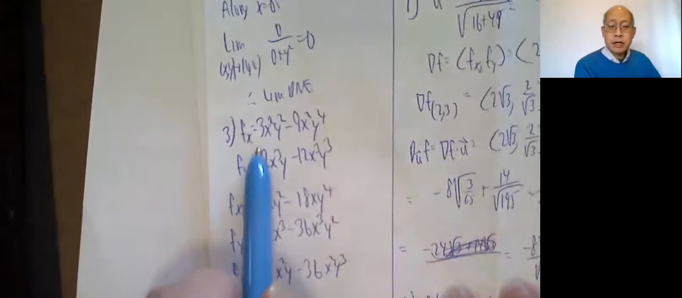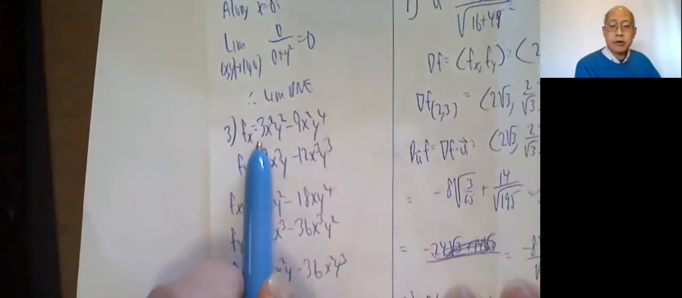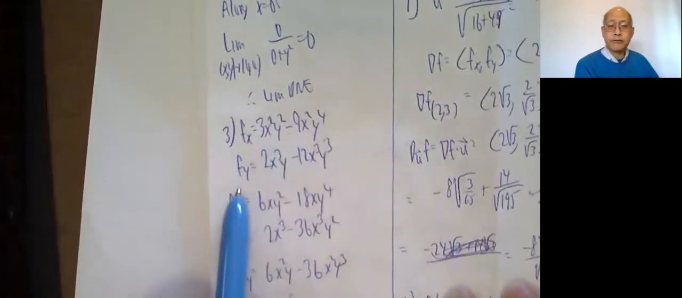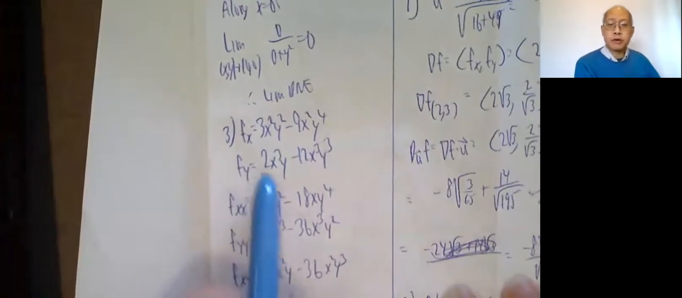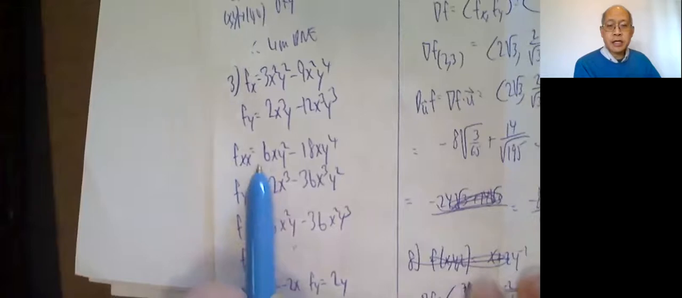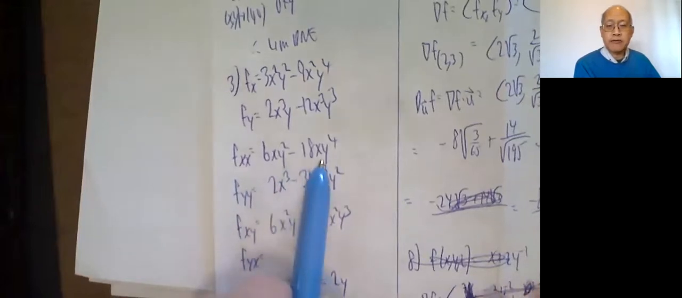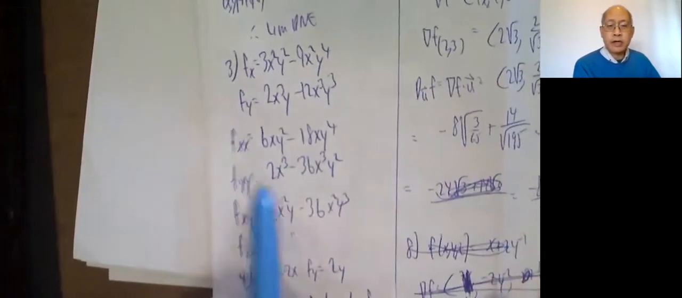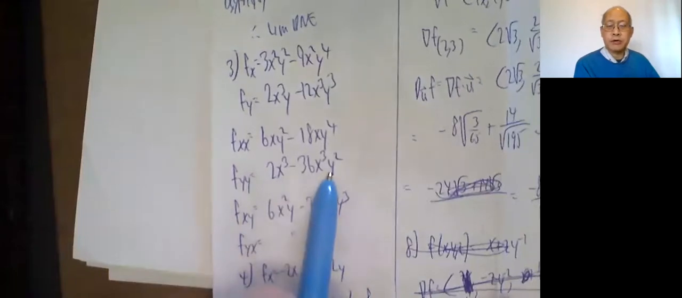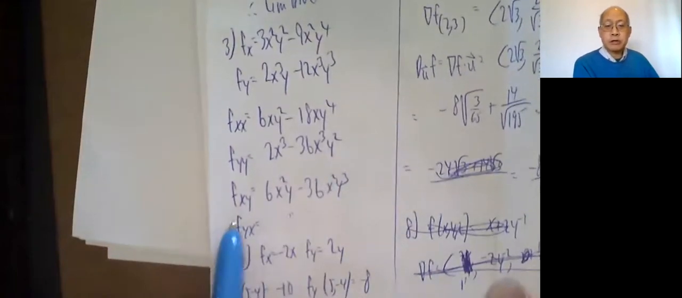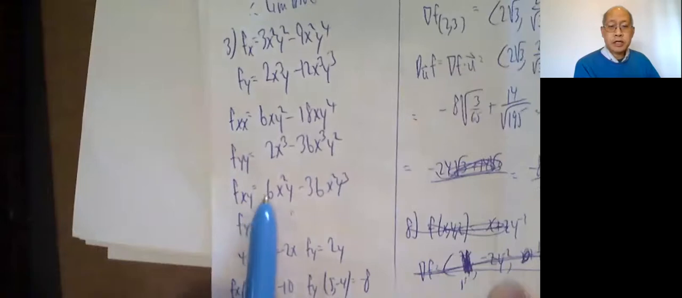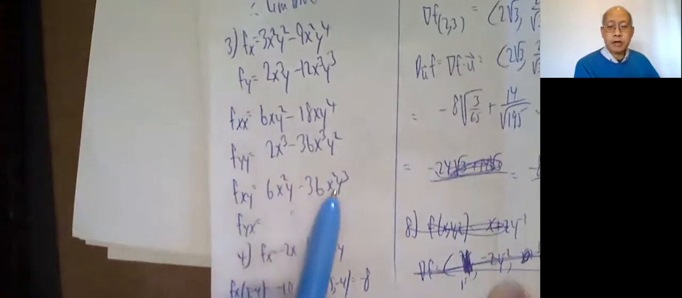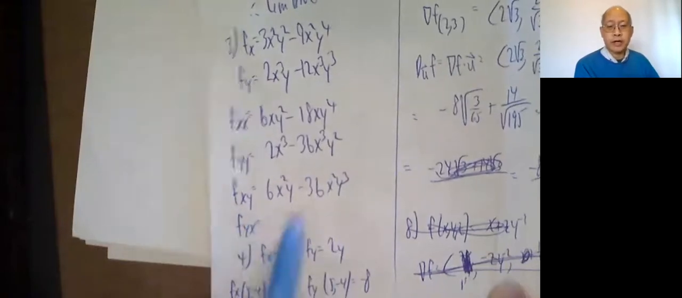Okay, number 3, this is fx, 3x squared y squared minus 9x squared y to the 4th. Fy is 2x cubed y minus 12x cubed y cubed. Fxx, 6xy squared minus 18xy to the 4th. Fyy, 2x cubed minus 36x cubed y squared. And the mixed partials, fxy, 6x squared y minus 36x squared y cubed. And as a double check, if we did fyx, you get the same thing.